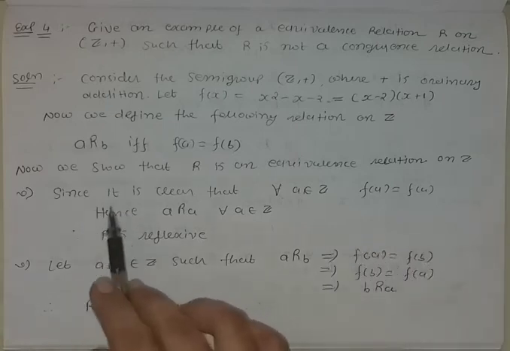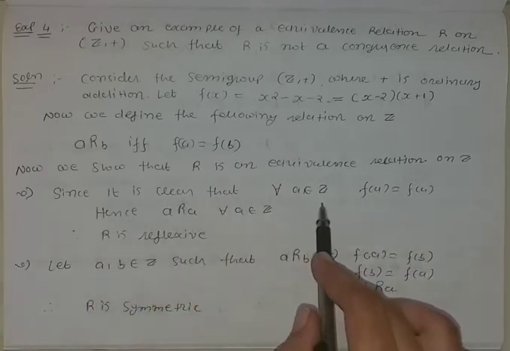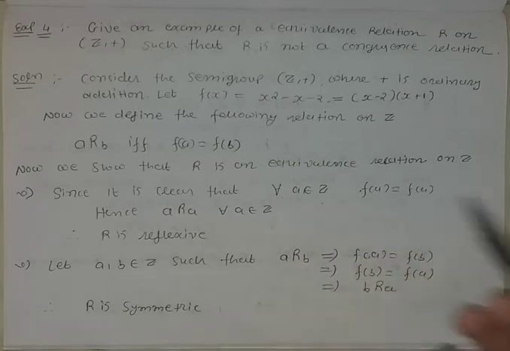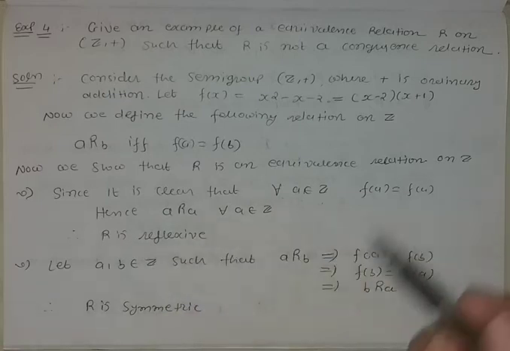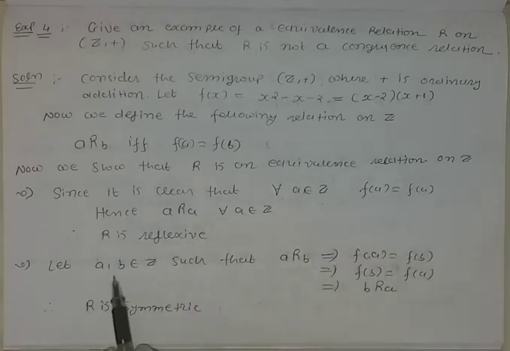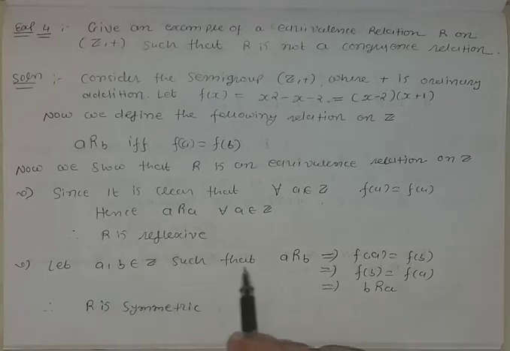It is clear that for all A belongs to Z, f(A) is equal to f(A). That means A is related with A, so R is reflexive. It is very easy. Now for two elements A, B belongs to Z, consider A is related with B. Then f(A) is equal to f(B), so f(B) is equal to f(A). So B is related with A. So there is also an easy explanation of the symmetric property. So from this R is symmetric.